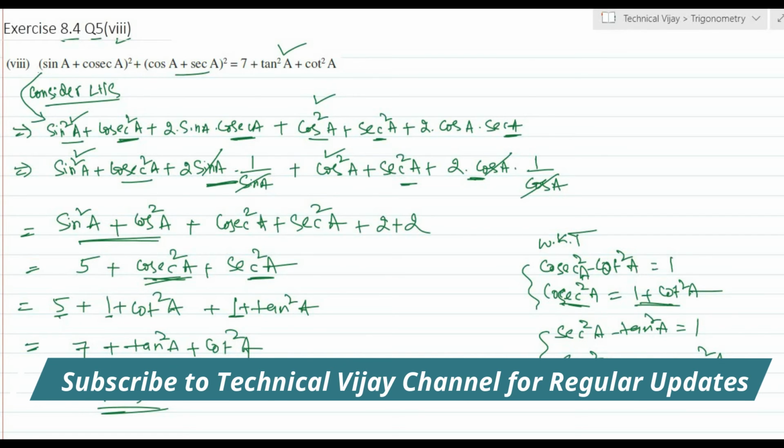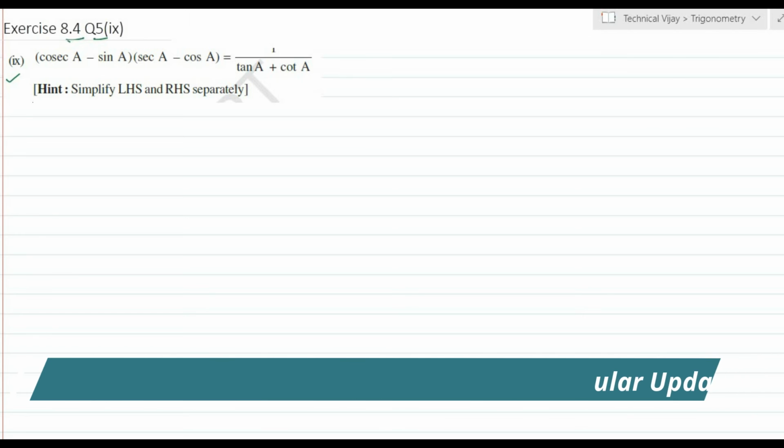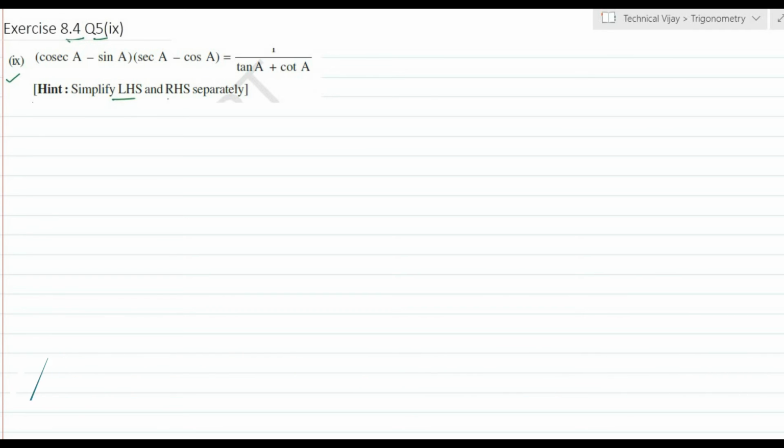So next, exercise 8.4, question number 5, the ninth portion. (Cosec A minus sin A) into (sec A minus cos A) is equal to 1 divided by (tan A plus cot A). Here a hint has been given: simplify LHS and RHS separately. So now first consider LHS.